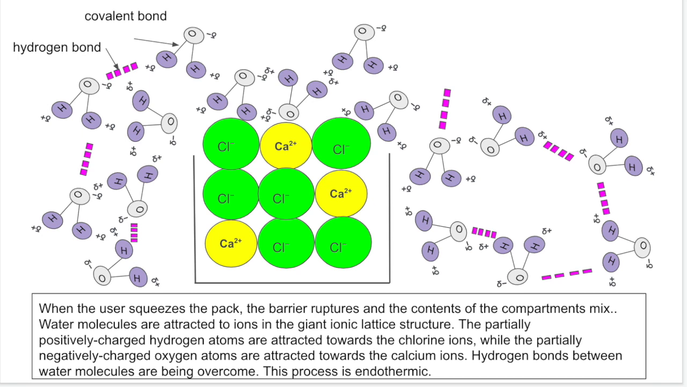When the user squeezes the pack, the barrier ruptures and the contents of the compartments mix. Water molecules are attracted to ions in the giant ionic lattice structure. The partially positively charged hydrogen atoms are attracted towards the chlorine ions, while the partially negatively charged oxygen atoms are attracted towards the calcium ions.